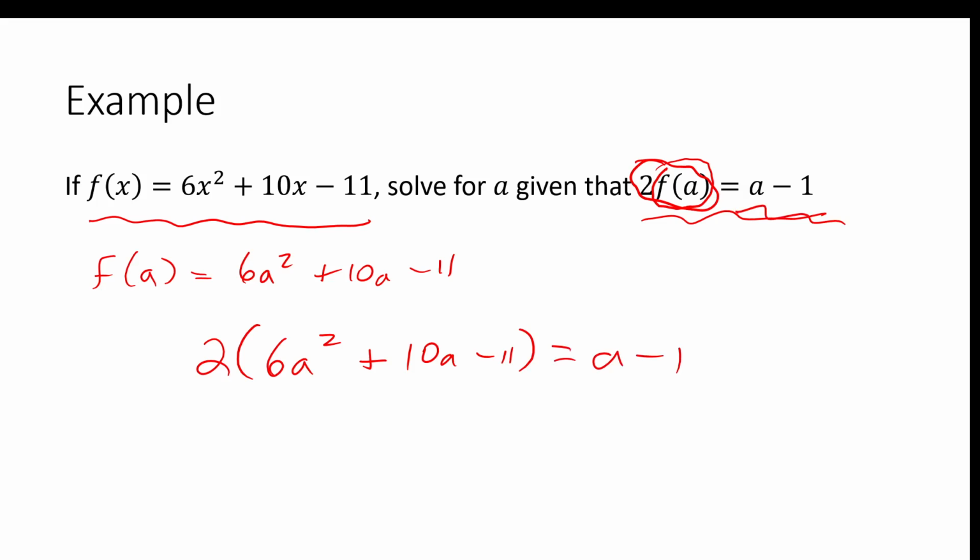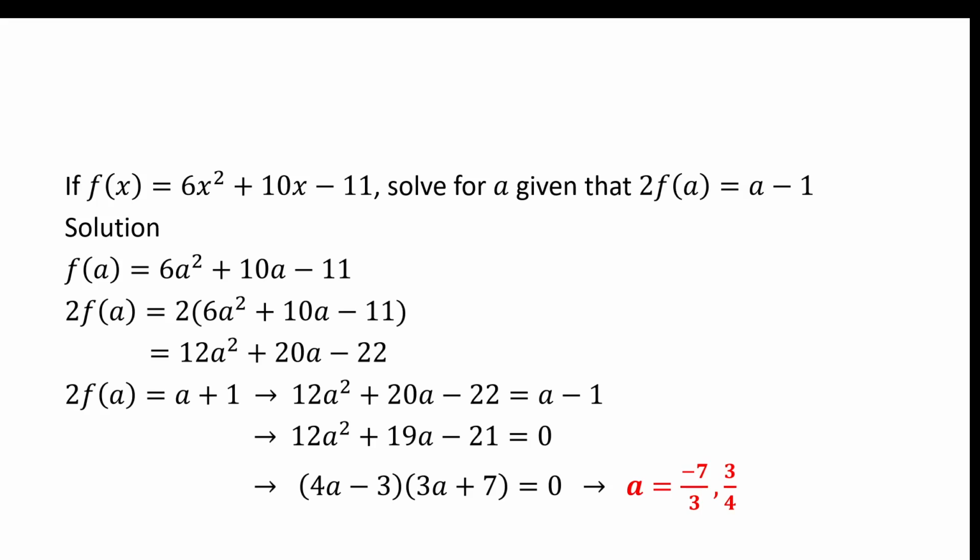There we go. And now what we're going to do after this, we're just going to expand that 2 in. And then we'll have a long quadratic on the left. We're then going to be able, in the next step after that, to bring the a over and the negative 1 over, and we'll have a long quadratic on the left and the right-hand side equaling 0. We'll then be in a position to either factor or use the quadratic formula. And that's what happens here.